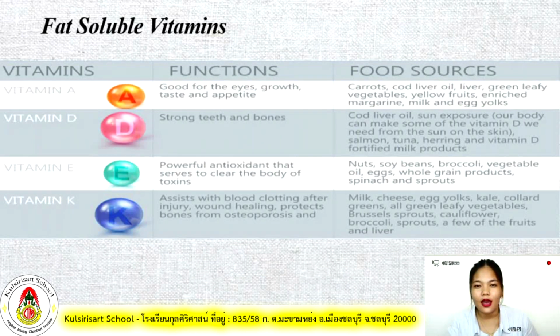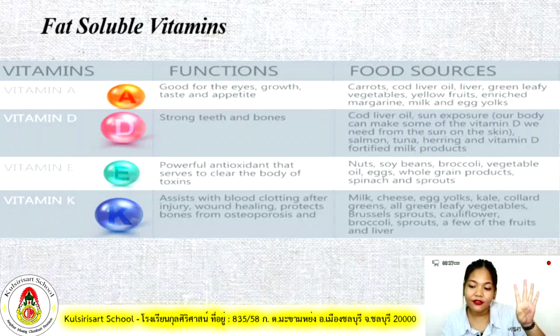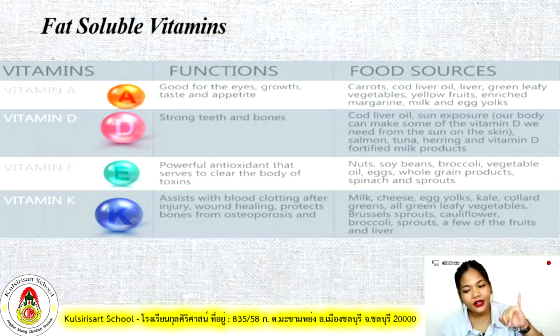If you have unclear vision already, even if you're still young, you need to take in a lot of vitamin A. Where can we find vitamin A? Vitamin A can be found in carrots, cod liver oil, liver, green leafy vegetables, yellow fruits, enriched margarine, milk, and egg yolks.